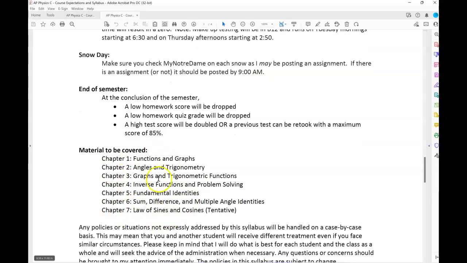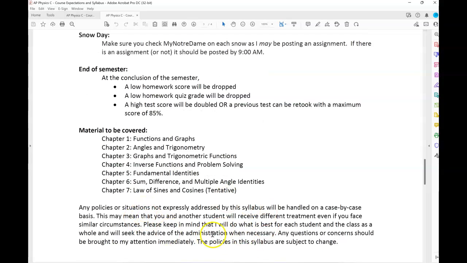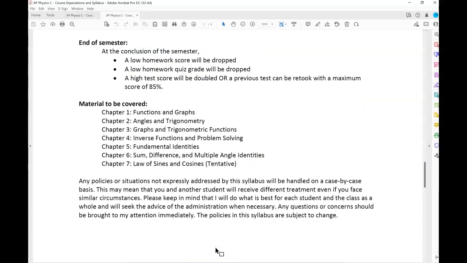The plan this semester, we'd like to cover the first 7 chapters. Usually we can get through the first 6 pretty comfortably. The 7th might be a little dicey. That may end up wrapping into second semester. And then this is my disclaimer that if I need to change stuff because it doesn't make sense for what's going on, we'll change stuff.